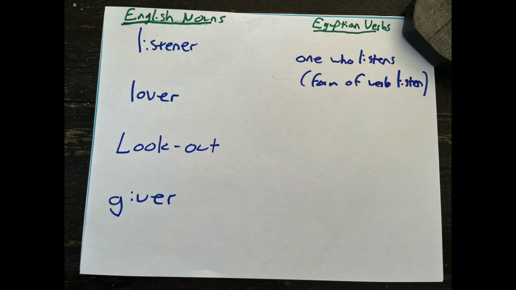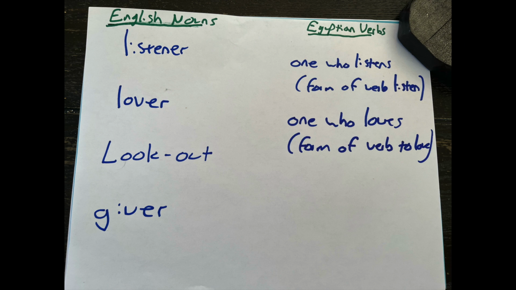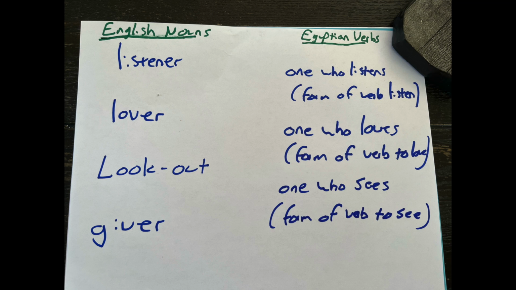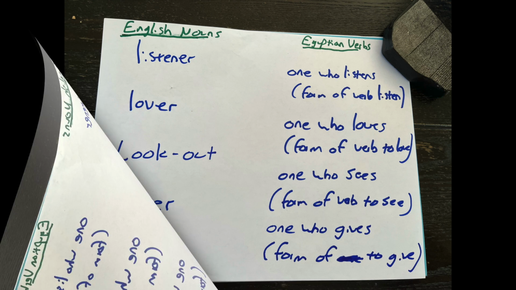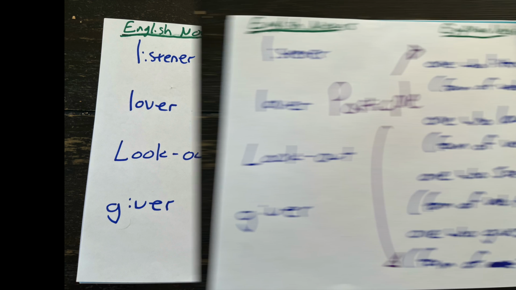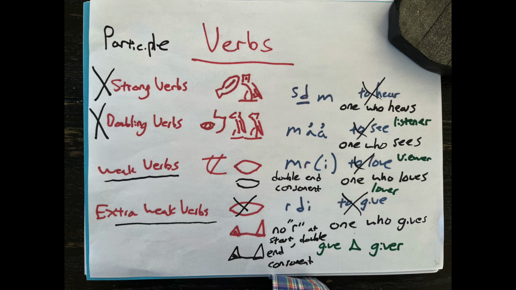Instead, you have one who listens. The verb to listen becomes a noun. Or for lover, it would become one who loves. The verb to love now becoming one who loves, one who sees, or one who gives. So you're taking that verb and turning it into a noun instead of putting an ER at the end of a noun like you would in English. Listener, instead, one who listens. All right, so that's what a participle is. It's essentially the ER version for Egyptian.